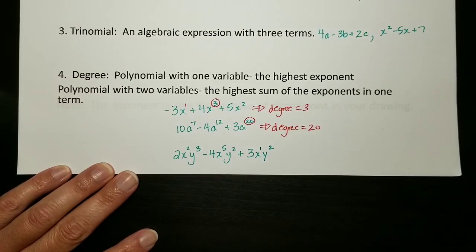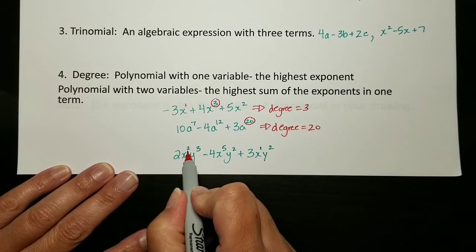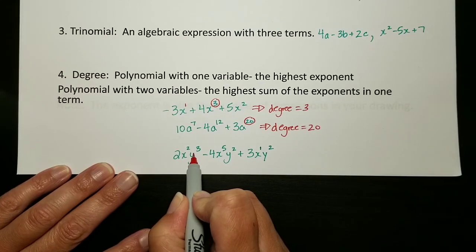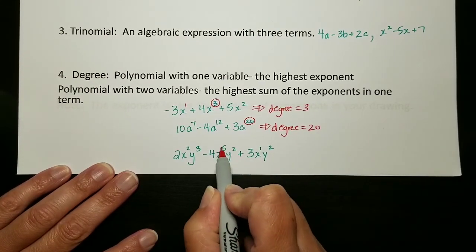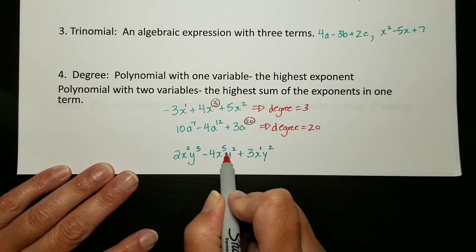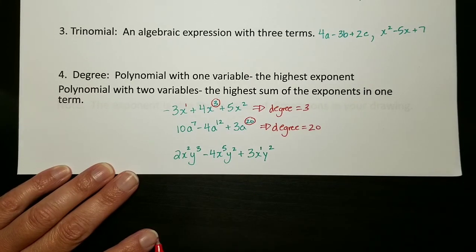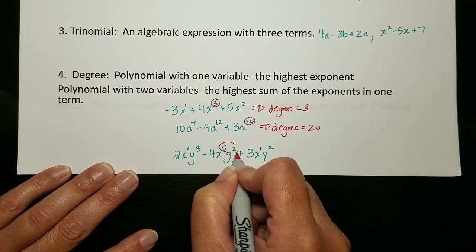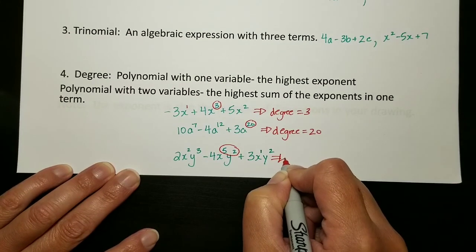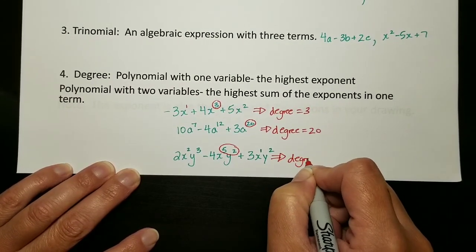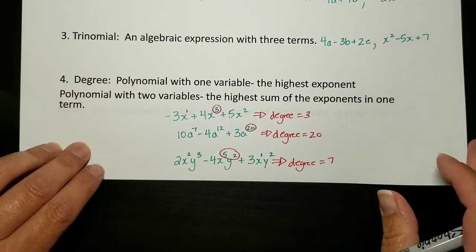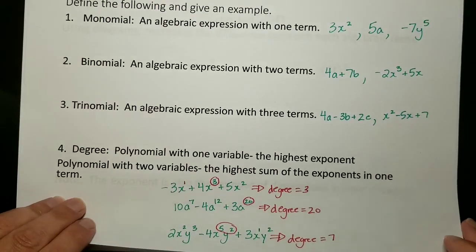So here I have to look at the sum of the exponents. So here I have an exponent 2 and an exponent 3. In this term, the sum is 5. Here I have an exponent 5 and an exponent 2. So the sum of both together, the x's and the y's together, is 7. And here the exponents add up to 3. So we are going to circle that one as our highest. And we'd say that the degree of this one is 7. So you're just looking for the biggest exponent, and that tells you the degree of your polynomial.